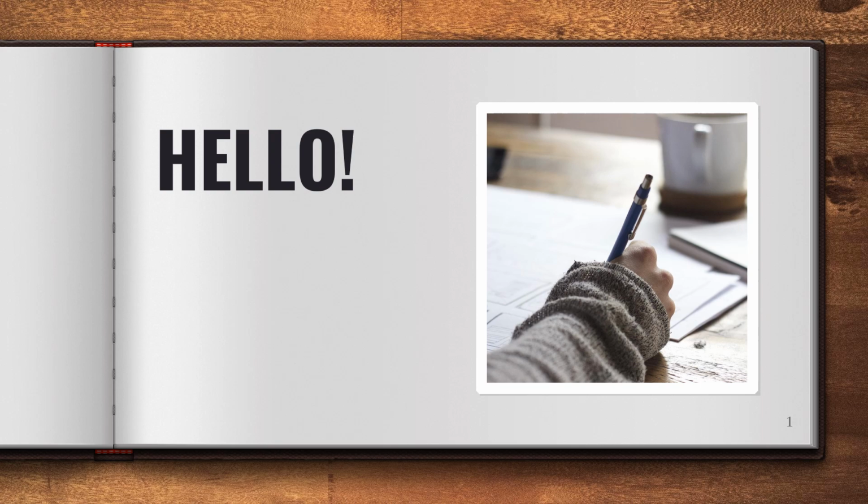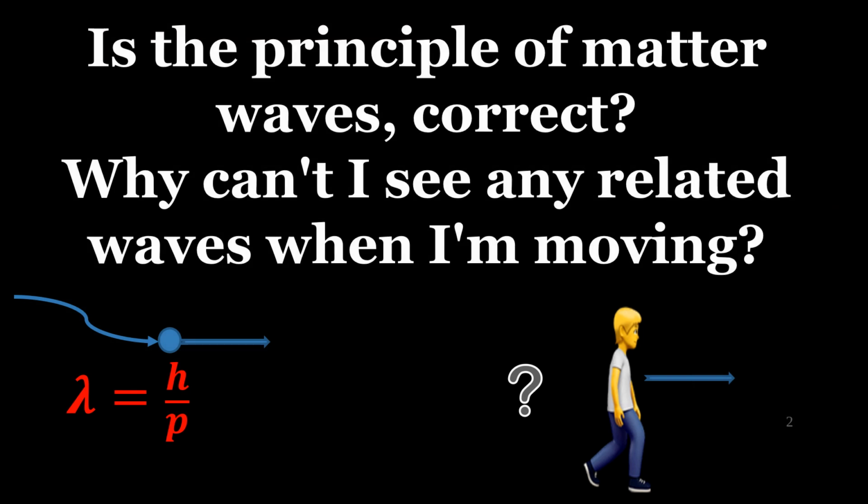Is de Broglie's proposed matter wave theory correct? If that is the case, why can't I see any associated waves while I am moving?